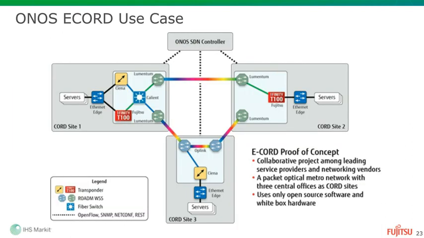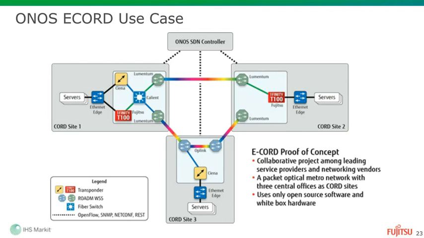Another example that I'm showing here is the ONOS eCORD use case. eCORD stands for Enterprise Central Office Re-architected as a Data Center. This was a proof of concept that was demonstrated live at OFC earlier this year. And the project is a collaborative effort between leading service providers, AT&T, China Unicom, NTT Communications, and several optical equipment vendors in the networking space, including Fujitsu and Lumentum, among others.